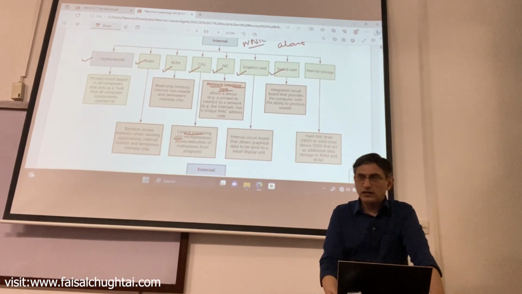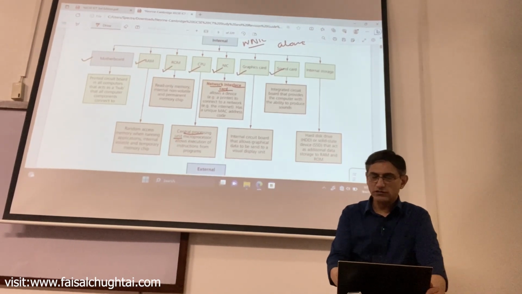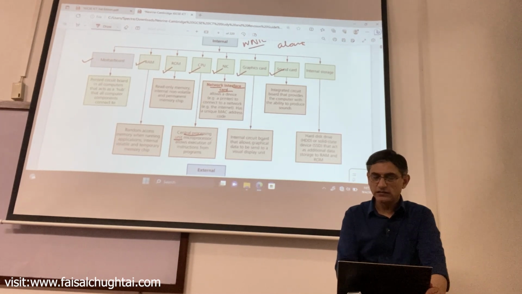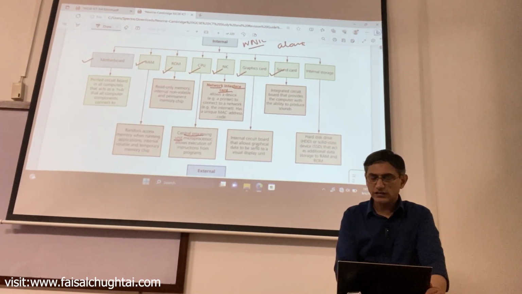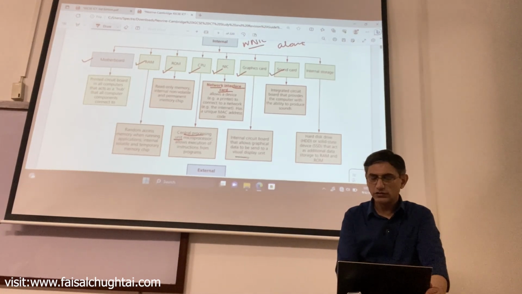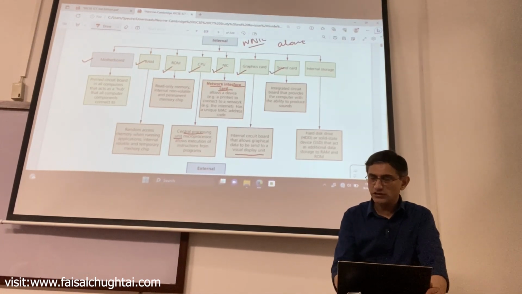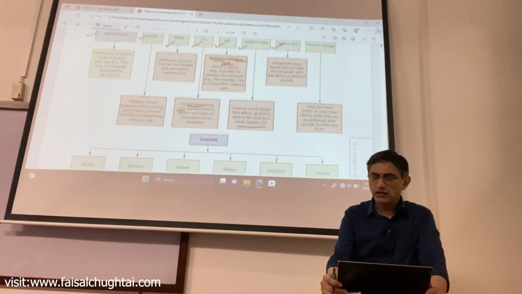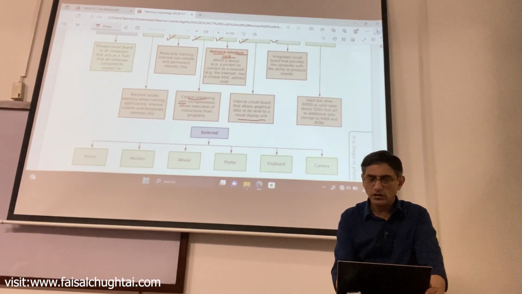If we go by the description that is given here, it says: internal circuit board that allows graphical data to be sent to the visual display unit. Visual display unit is what? Another name for a monitor.